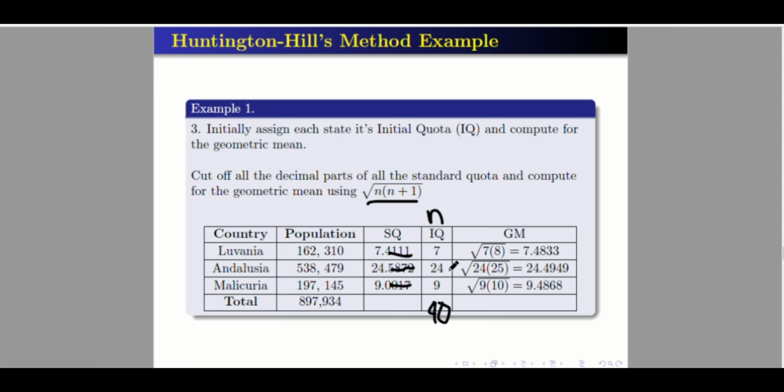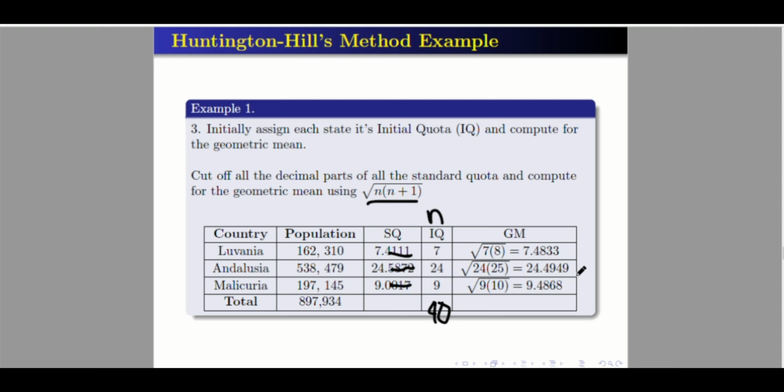Next, for the second row, for Andalusia, our n is 24. 24 plus 1 is 25. So the square root of 24 times 25 is this one. And last, for Malicuria, we have n is 9. 9 plus 1 is 10. So the square root of 9 times 10 is equal to this.